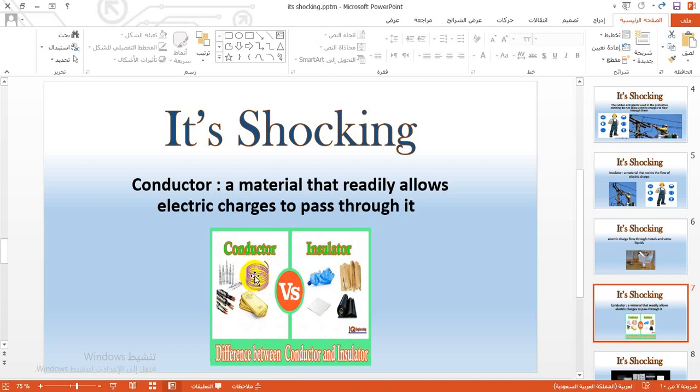Okay, guys, so any kind of metal works like a conductor. And insulators are like what exactly? Insulators are like wood, plastic, rubber. All of these are examples of insulators.